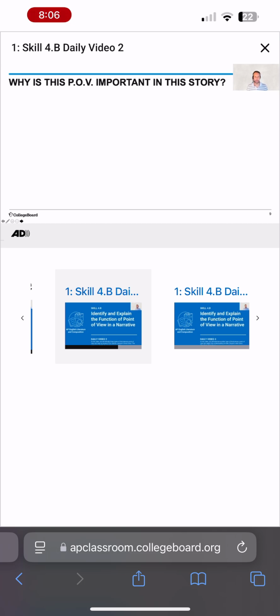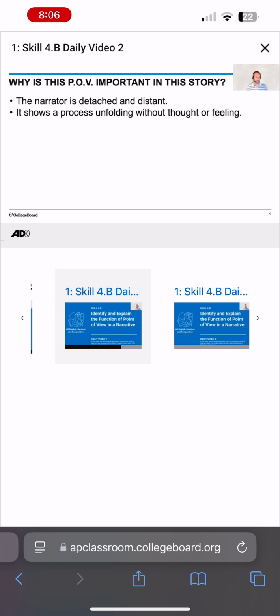I got a couple ideas based on the text. So here were my initial thoughts. It's that idea that I said before, reading the evidence from the text. This narrator feels distant. This narrator feels detached from what's going to happen. In a way, it's almost like reporting, where you just state the facts. It's just showing a process that's unfolding, and we don't get thought, we don't get feeling behind it. And that's why I used that word cold before. It's almost unemotional.